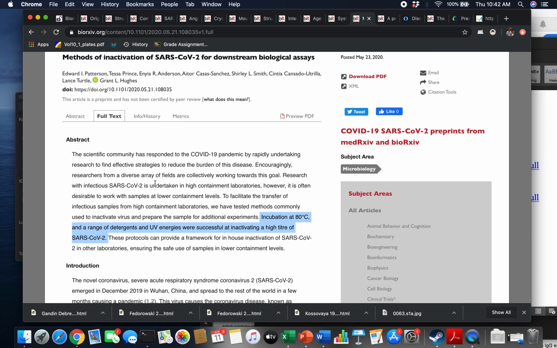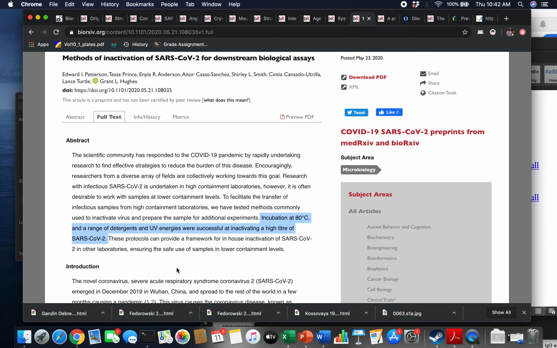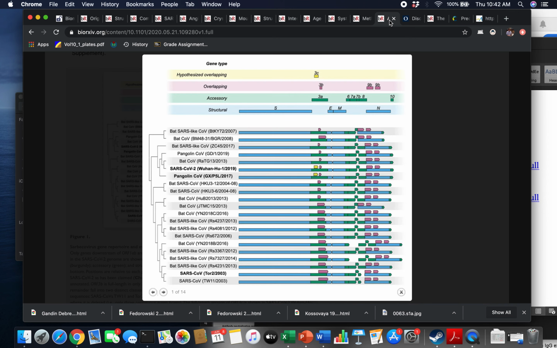And sure enough, this is a nice paper that goes through all of those different ways and just provides you with a variety of methods to destroy SARS coronavirus 2. They're talking about for people to use in labs in downstream assays, but these are all methods that would destroy SARS-CoV-2 inside or outside of the lab. Yeah, so this is good for people to know.